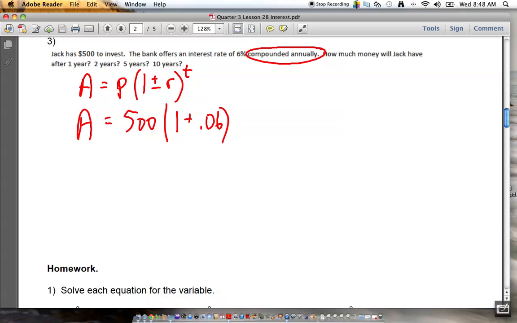0.06. To what power? Now, let's do 2 years, to the second power. Now, what I want you to do is to put this into your calculator. You can either do the 1.06, 1 plus 0.06, in your head, or you can literally use the parentheses and just type what you see. Either way, you will get the correct value.